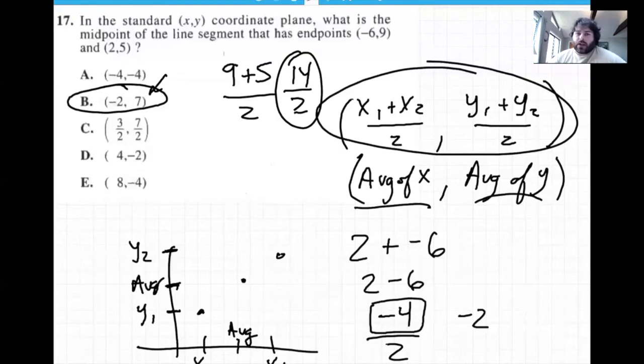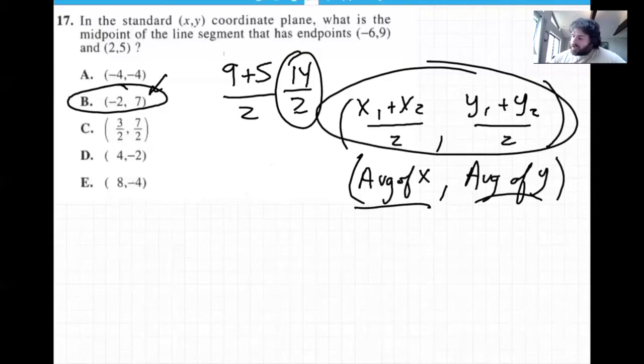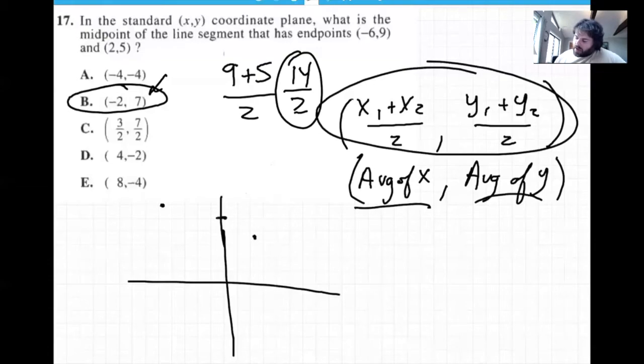If you really don't like this, you could draw out a picture. I don't know, I think it's too easy not to just work it. But -6, 9 is here, and then 2, 5 is here. So again, all we're saying is the middle, and the middle is here, halfway between, but it's just the average of the X's and average of the Y's.